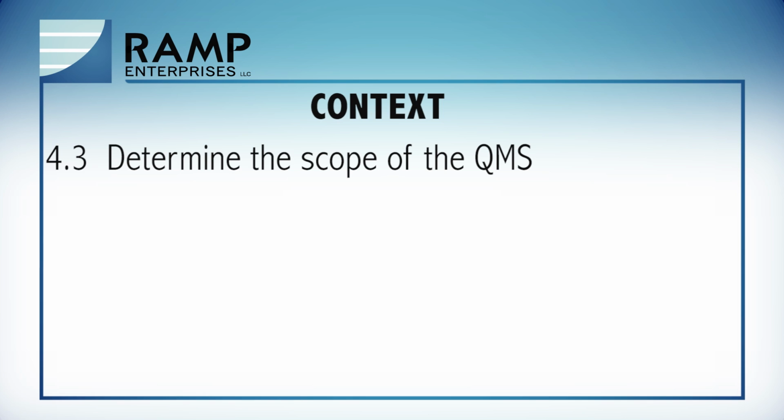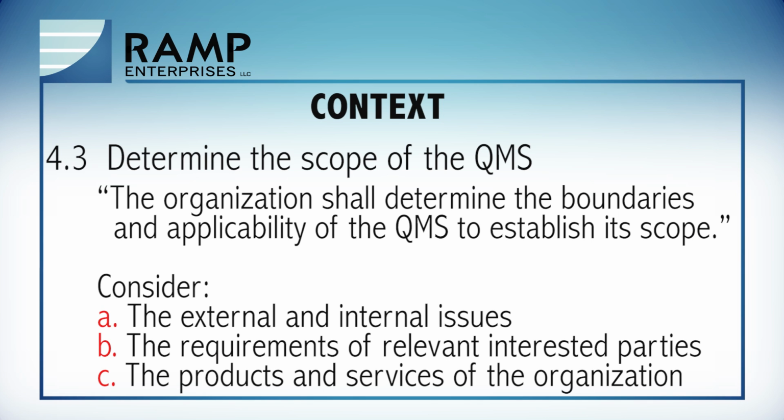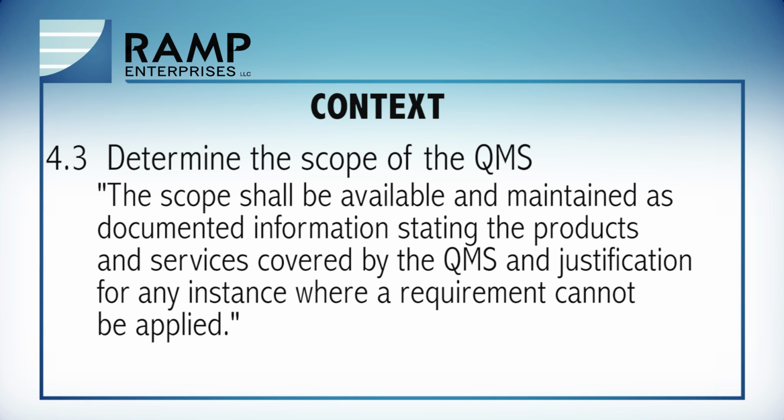Third, determine the scope of the quality management system. The standard reads, the organization shall determine the boundaries and the applicability of the quality management system to establish its scope. So rather than identify exclusions, we are going to identify what is not applicable in the standard to our organization. The standard states, the scope shall be available and maintained as documented information, stating the products and services covered by the quality management system and justification for any instance where requirement cannot be applied.